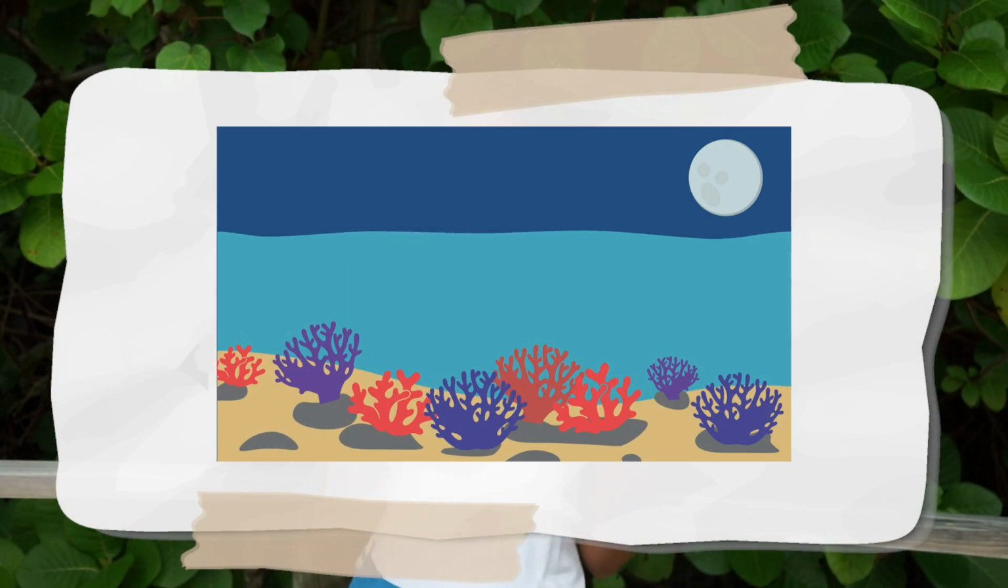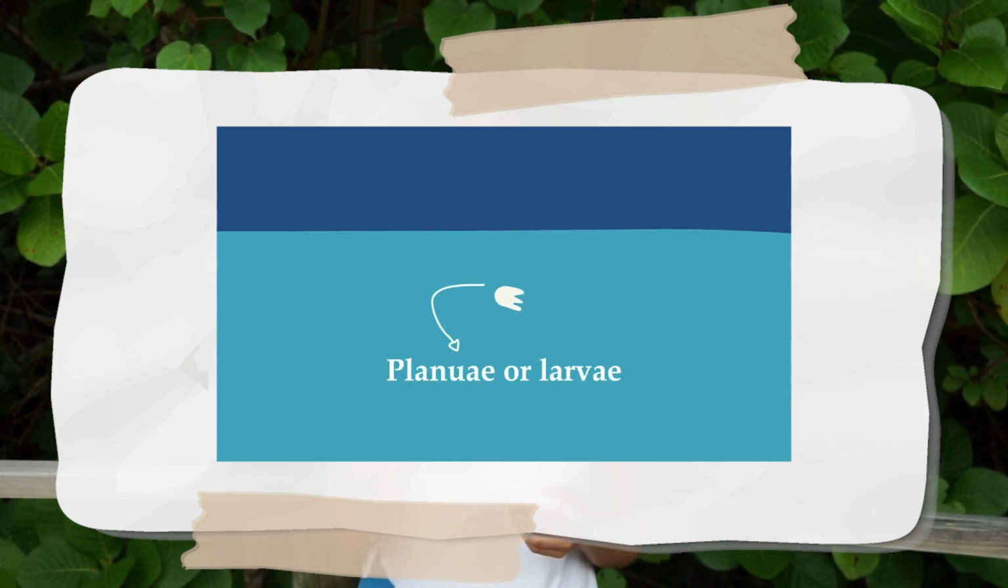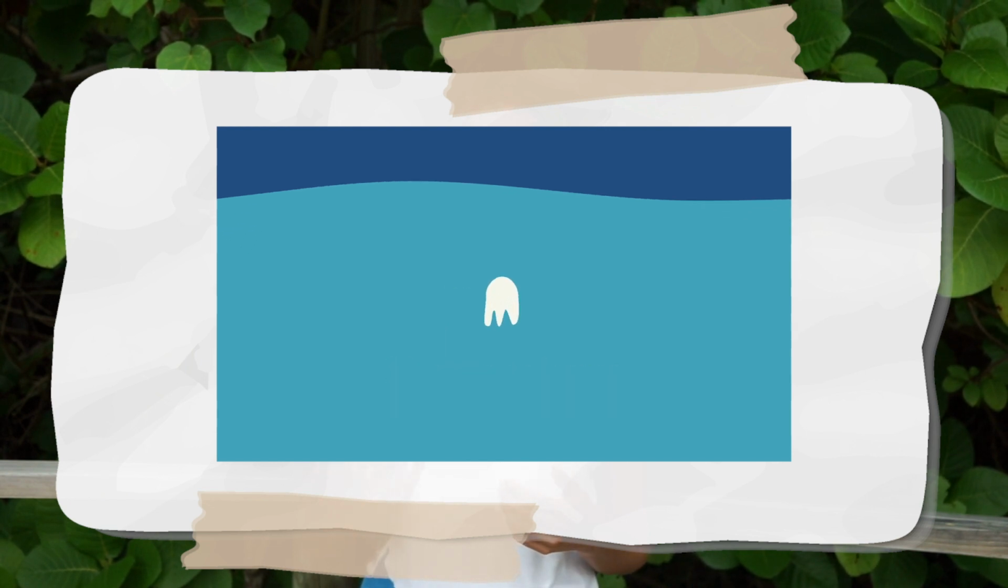After the male and female gametes are released, they will float to the surface, and this is where they will mix, and the male gametes will fertilize the female gametes. After some time, they'll turn into a little jellyfish-like creature. This is called a planulae, or larvae.